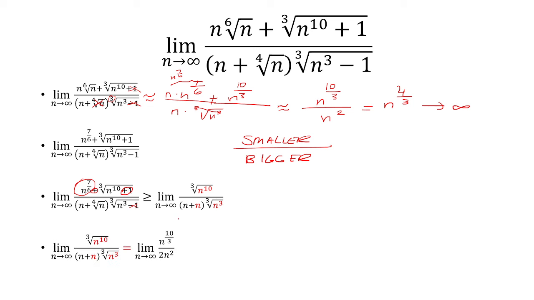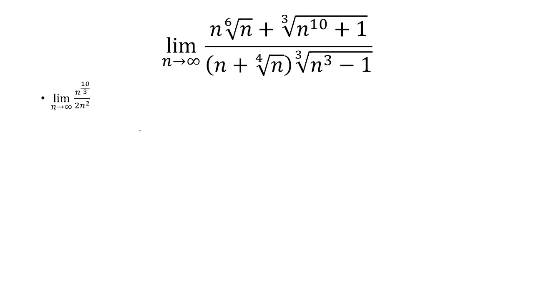All right, now I can simplify this. So I have n to the 10 thirds in the numerator, and then I have n plus n. That's 2n. So this thing is 2n. And then the cube root of n cubed is just n. So if I multiply these, I get 2n squared. Now I simplify this. N to the 10 thirds over n squared is just n to the 4 thirds. And I still have the 2 in the denominator. And so if I let n approach infinity, clearly this is going to go to infinity, since the exponent of n is greater than 1.